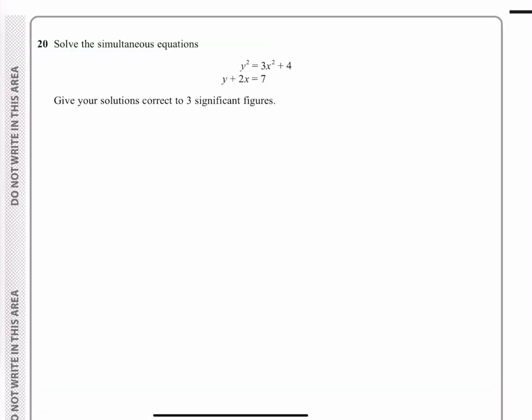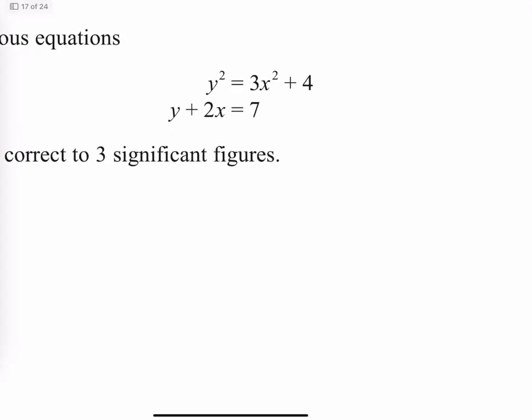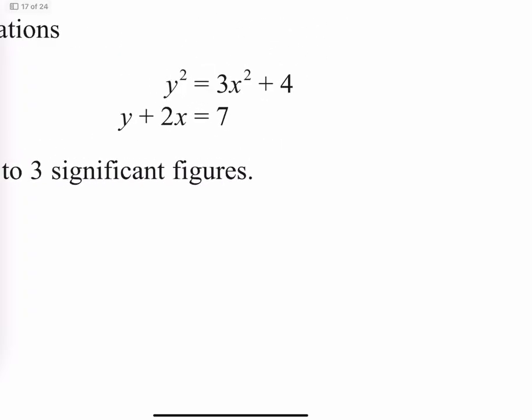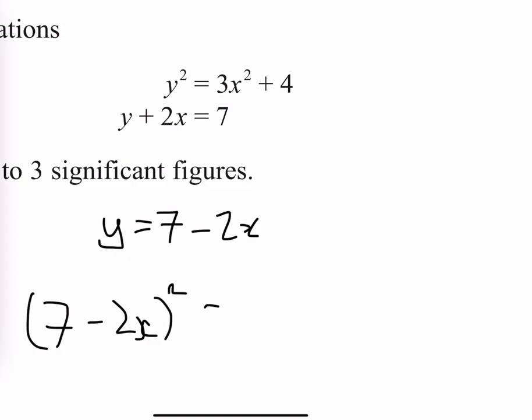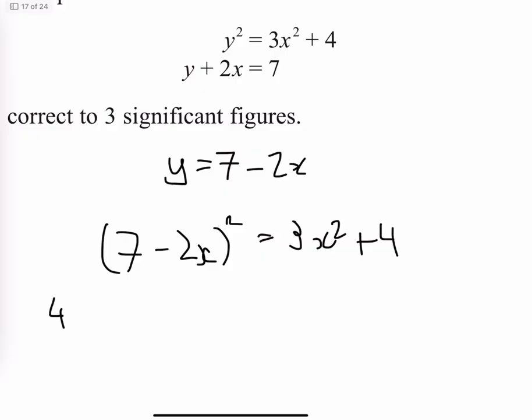So again, this is simultaneous equations. We want to make one the subject and sub it into the other because they've got varying powers, which means it's not exactly easy to take one off the other. So we get y equals 7 minus 2x. We then sub this in. 7 minus 2x squared equals 3x squared plus 4. 49 minus 28x plus 4x squared equals 3x squared plus 4.